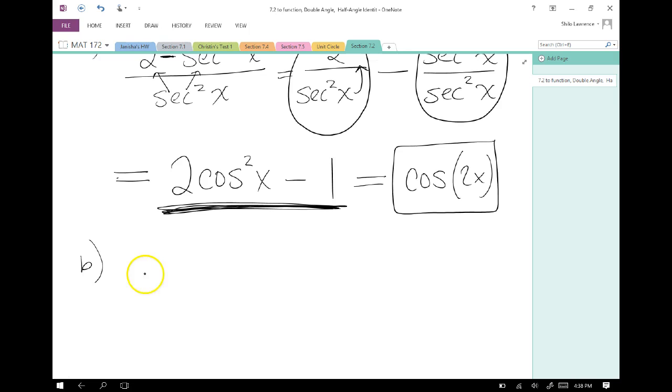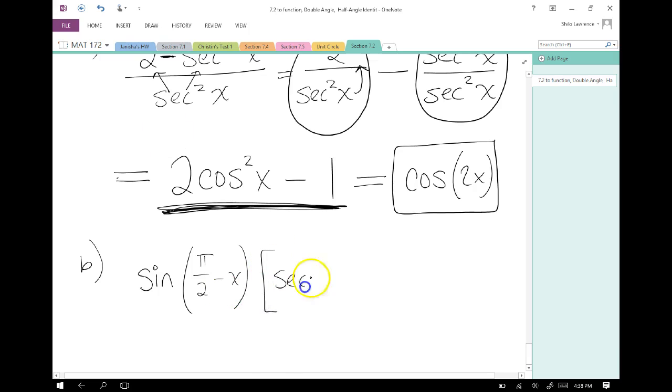Yeah, you might think this one's a little bit difficult. Sine of pi over 2 minus x times secant x minus cosine x. We want to simplify that as much as possible. There are multiple things to do here.